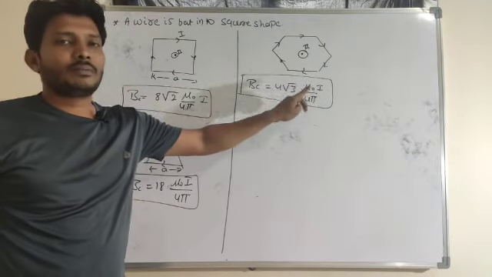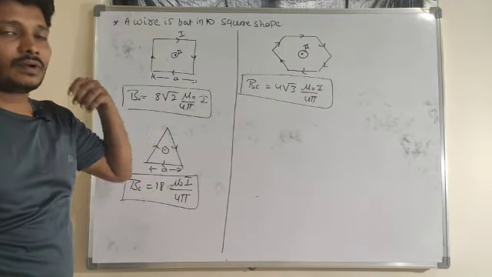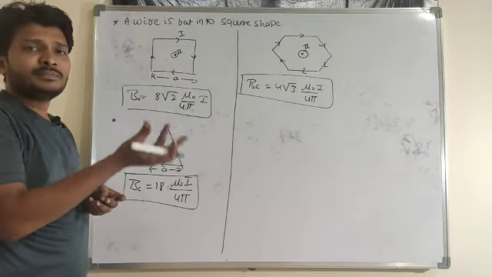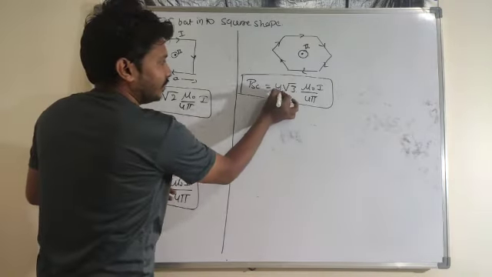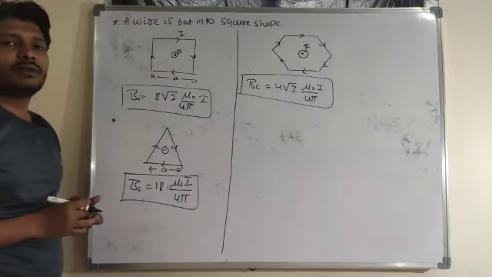Mu naught by 4 pi has the standard value of 10 to the power of minus 7. The mu naught value is 4 pi into 10 to the power of minus 7. So B of C is equal to 4 into root 3 mu naught by 4 pi into I.